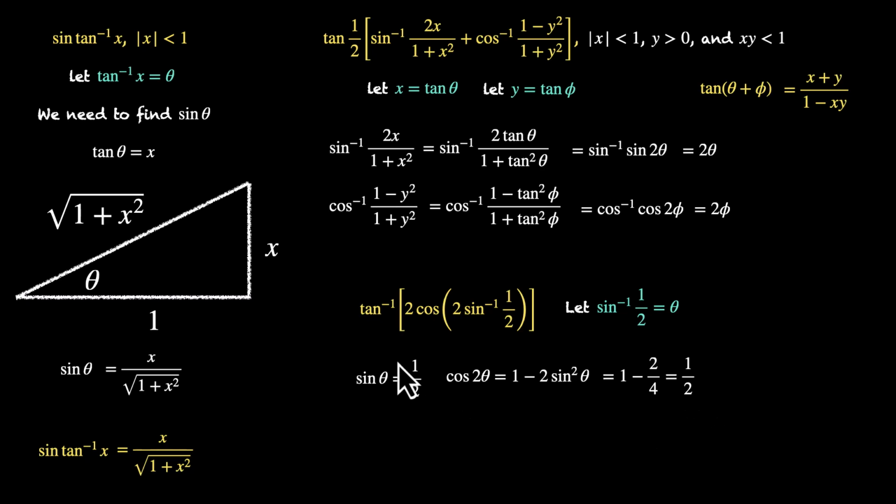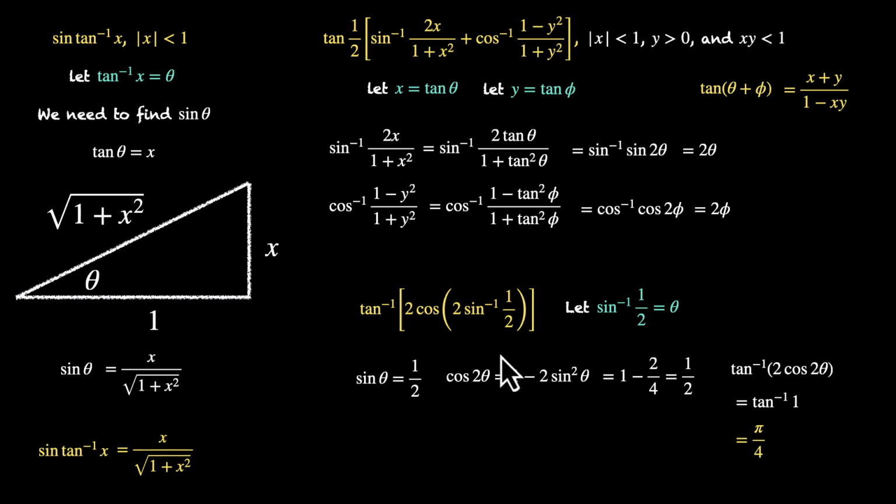Now what do we need to do? We need to find tan inverse of twice of cos 2 theta. So tan inverse of twice of cos 2 theta, which means tan inverse of twice of half, that's tan inverse of 1. Twice of half is 1. And what's tan inverse of 1? That's equal to pi by 4. So all of this, that's actually equal to pi by 4.